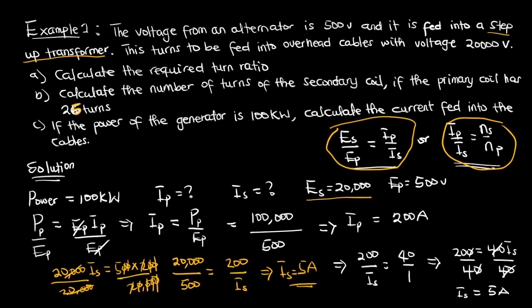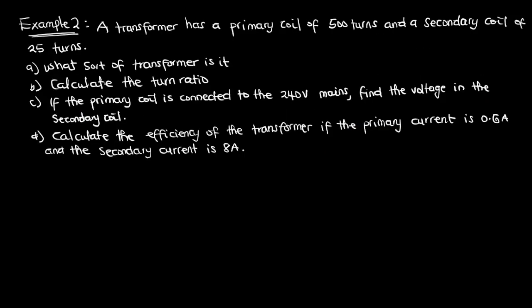Very good. All right, so let's have a look at another problem, and then we end the second part of this tutorial. We have a transformer with a primary coil of 500 turns and a secondary coil of 25 turns. This one is pretty straightforward. We've been asked A, what sort of transformer is it? B, we have to calculate the turn ratio. Very easy. C, if the primary coil is connected to a 240 volt mains, we have to find the voltage in the secondary coil. Also very easy. D, we also have to calculate the efficiency of the transformer if the primary current is 0.6 amperes and the secondary current is 8 amperes. Very easy, straightforward.